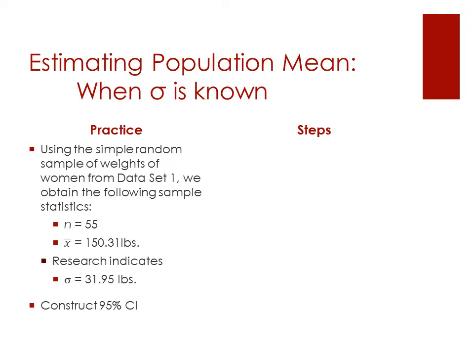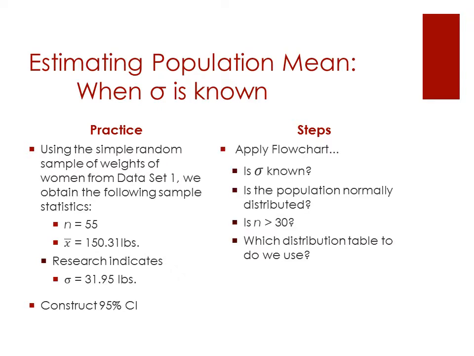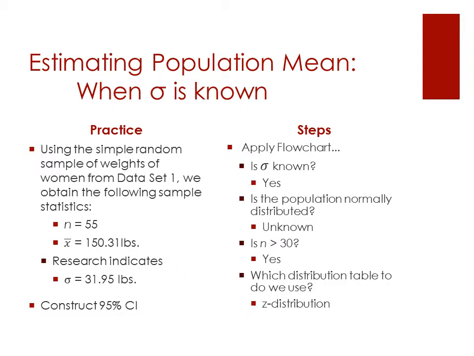So let's go through the steps for solving this problem. Now we have to apply our flowchart here. So first of all, is sigma known in this situation? Yes, it is. We've been told that it's 31.95 pounds. The population that we are looking at here, we are told to assume that it is normally distributed, but we also have an N greater than 30. So that means we're going to use the Z distribution table.